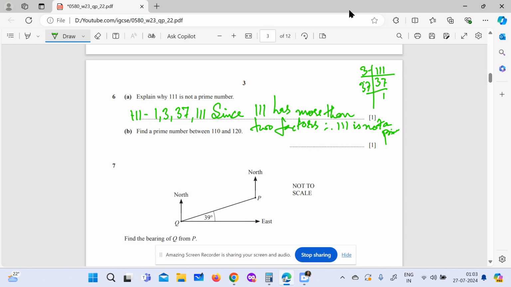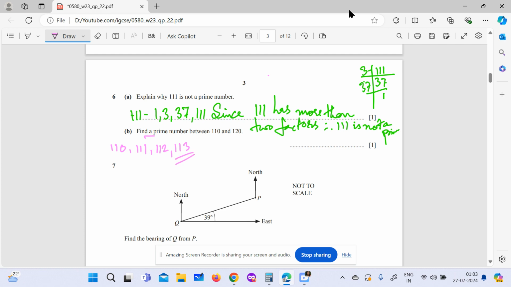Okay, next. Find a prime number between 110 and 120. So, what are the prime numbers between 110 and 120? You need to find just one. 110, see, it is divisible by 2, 5, 10. So many numbers are there. 111, we got the factors. 112 is an even number. 113.